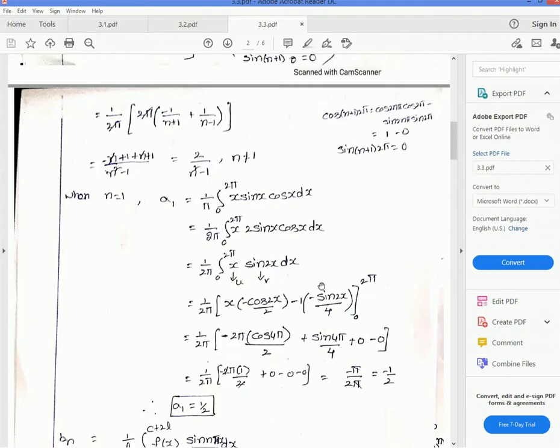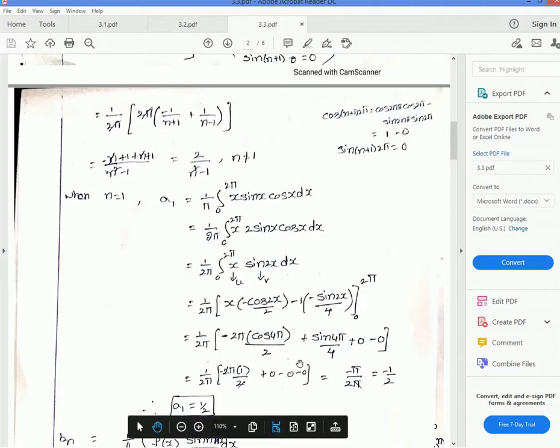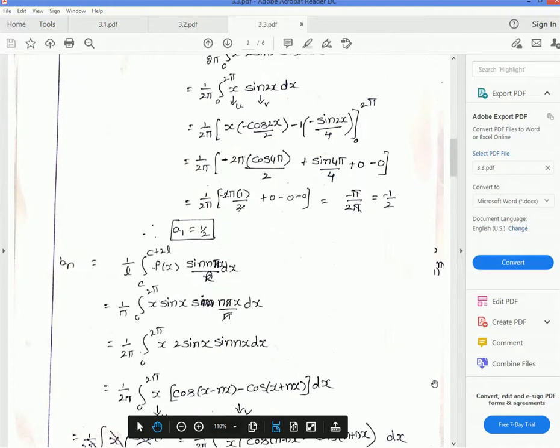Substitute upper and lower limit. Upper limit 2 pi, sin 2n pi is 0, lower limit 0. So minus 2 pi into cos 2n pi, sin 2 into 2, 4 pi is 0, minus lower limit 0, 0 into cos 0, sin 0 is 0. So simplifying we get minus 1 by 2. That is the a1 value.